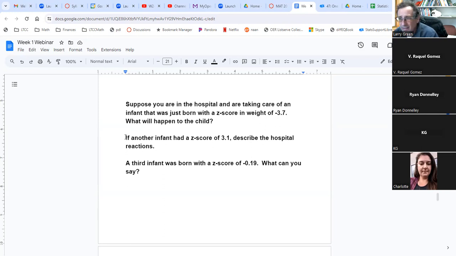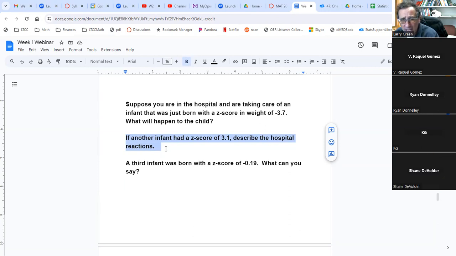Okay, let's say another infant was born, and that infant had a z-score of 3.1. Now, what do you think the hospital can be worried about now? Yeah, so now we're on the opposite side. We have a really big baby. This is an extreme outlier. By the way, when we have over 3 or under -3, we call it an extreme outlier. Over 2 and under -2, we call it an outlier.